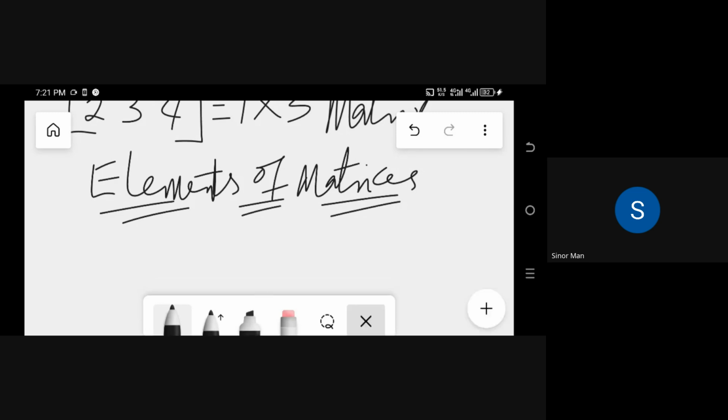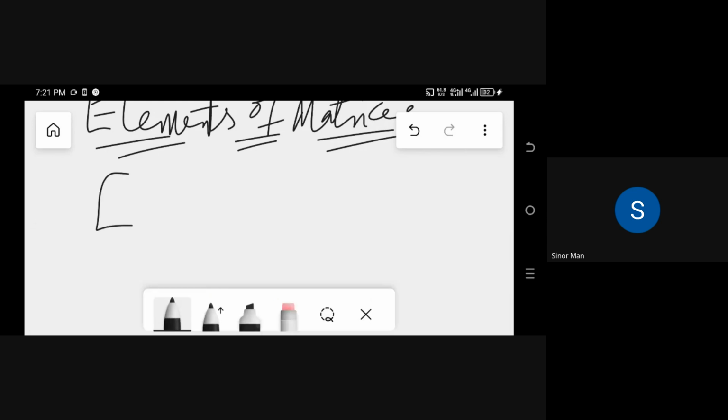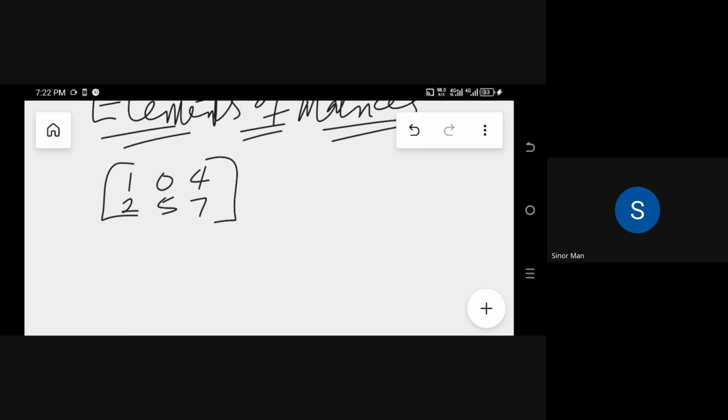Now, if we have a matrix, let's say 1, 0, 4, 2, 5, 7. Let's say we have this matrix here, and you're told to find the position of, let's say, the element 1, the position of the element 1. Let's call this matrix A. Let's give the matrix a name and say matrix A.